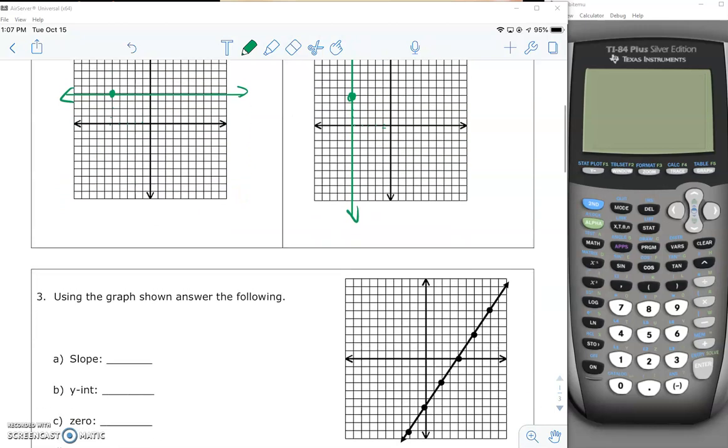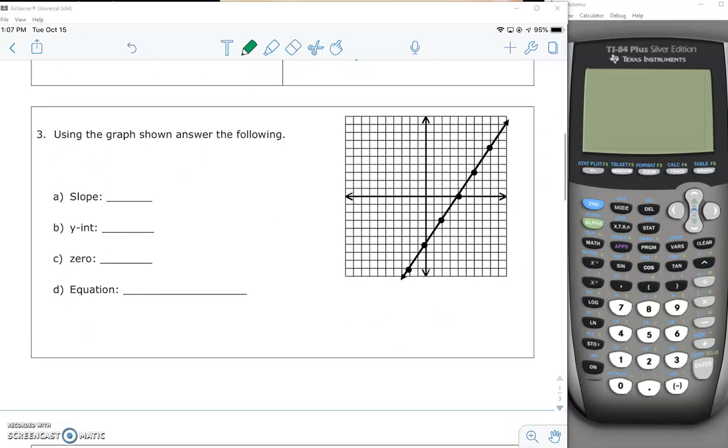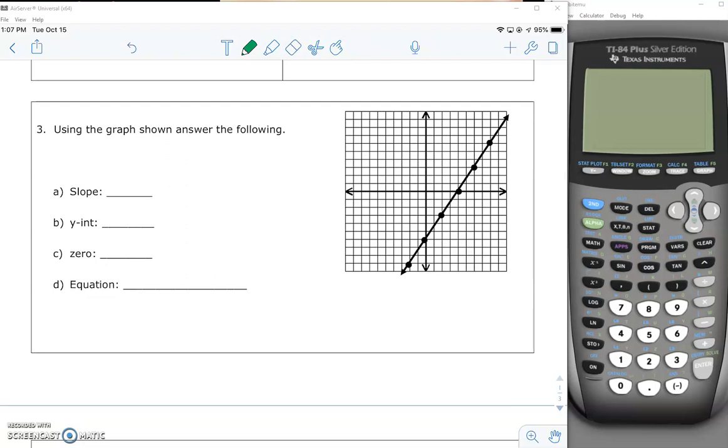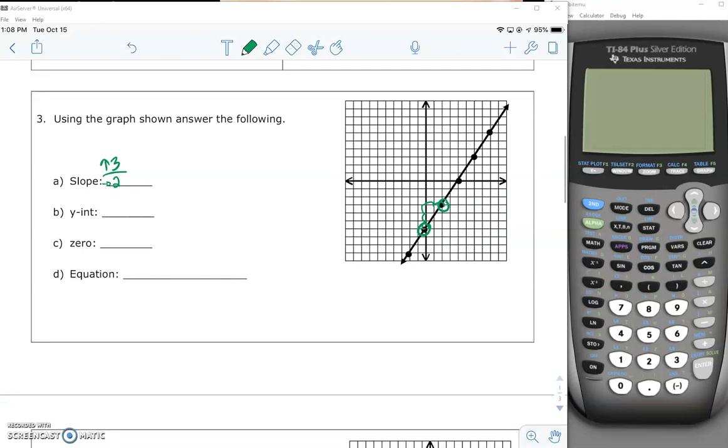Number 3. Using the graph shown, answer the following: slope, y-intercept, zero, and the equation. The slope: this line has a positive slope because it is increasing from left to right. To find the slope, we can pick two ordered pairs. I will use this one and this one. Rise over run. I'm going up 1, 2, 3, and over 1, 2. So my slope is 3 over 2.